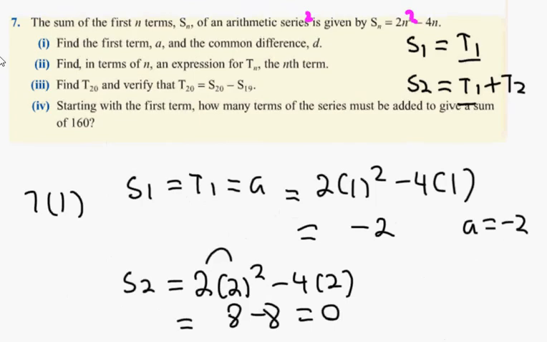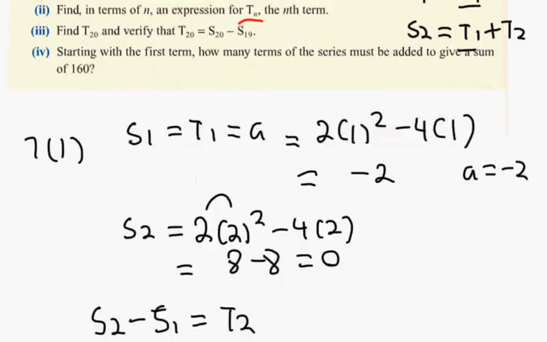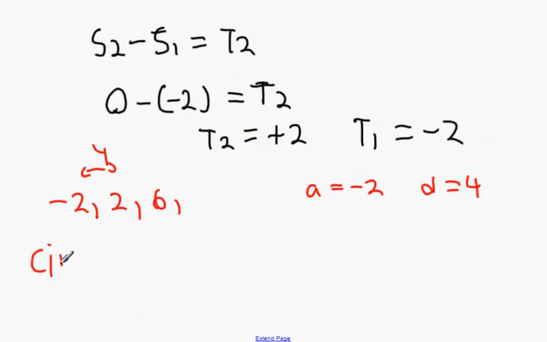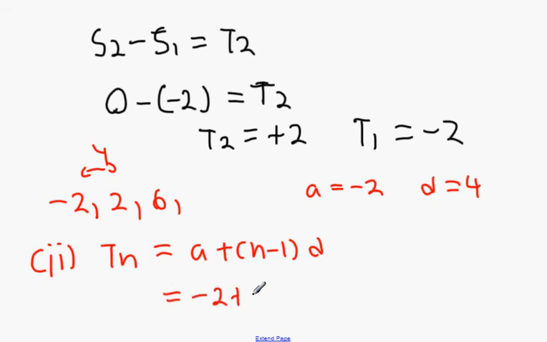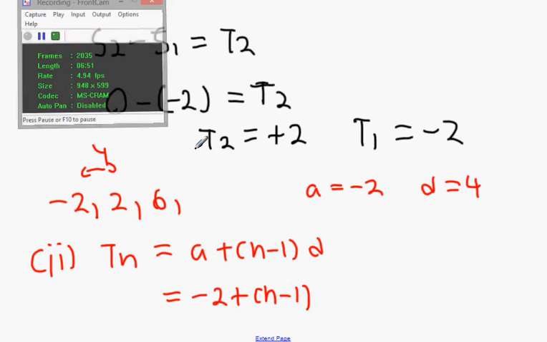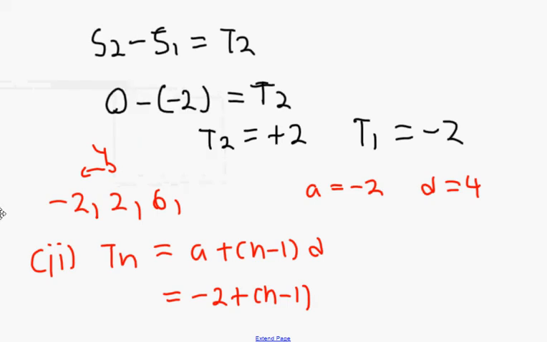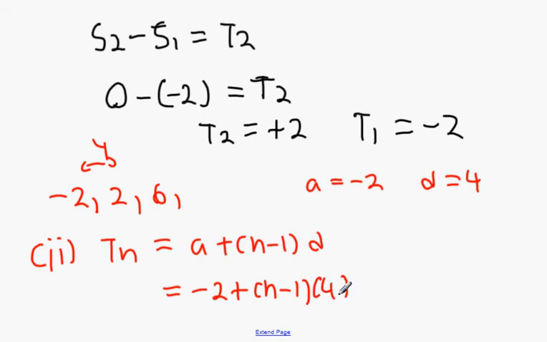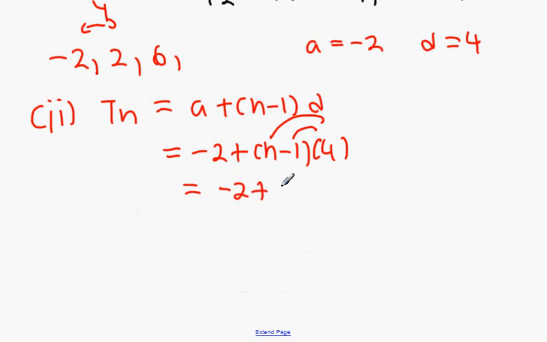What's asked you to do next is find Tn. So what's the Tn formula, lads? Tn equals A plus (n minus 1) times d. So A is minus 2. Minus 2 plus (n minus 1) times d. D is 4. Multiply it out. And we're going to get minus 2 plus 4n minus 4. Then we're going to get 4n minus 6. That's what Tn is. Okay?